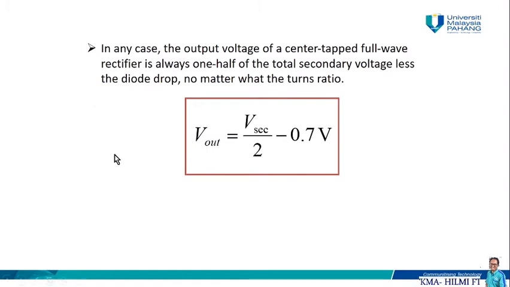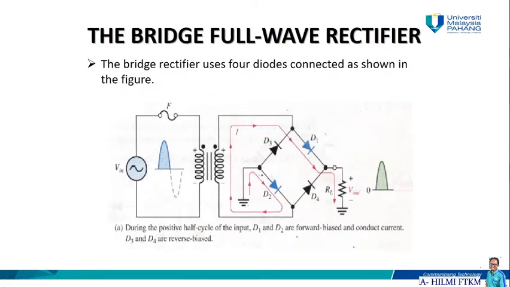Next we have the bridge full wave rectifier. The bridge rectifier uses four diodes connected as shown in this figure. So we have diodes D1, D2, D3 and D4 connected. This circuit shows the current flow during the positive half cycle of the input. When the input cycle is positive, only diodes D1 and D2 are going to be forward bias, while D3 and D4 are going to be reverse bias.